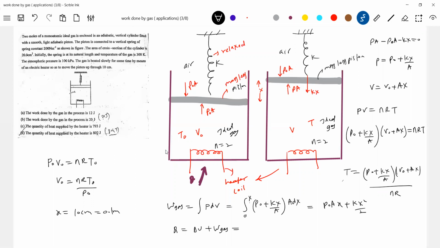What is delta U? For 2 moles of monoatomic gas, 3R by 2 into final temperature T minus T naught. Do we know the temperature? Yes, from here. Okay, that I'm going to substitute. I'll get this one, plus work done by gas. Work done by the gas is what? You calculated from here. Slightly it will come, some value around 21,804, not 20. I'll make a correction, so this will be the correct answer. Can you work it out? I'm just giving the idea.